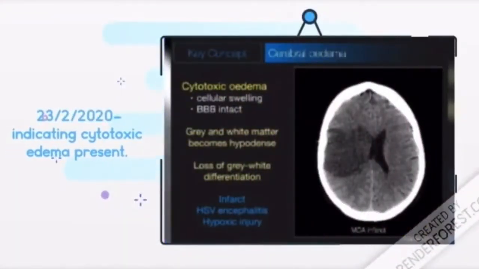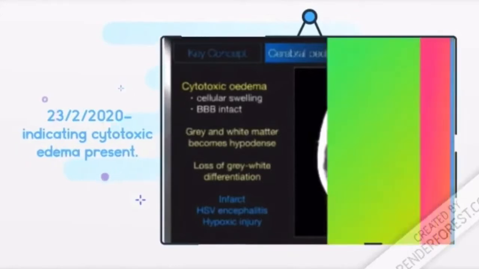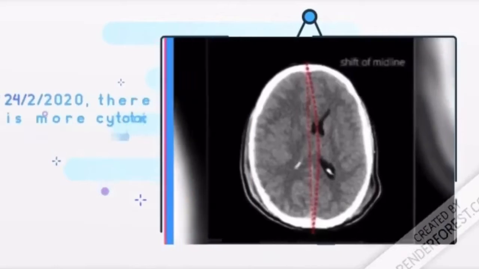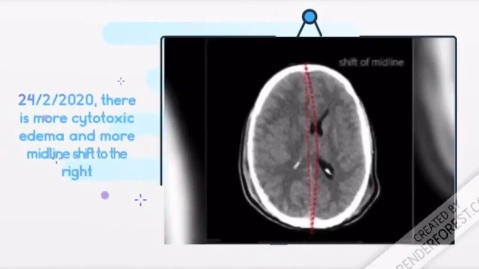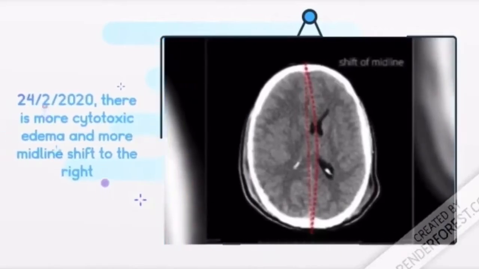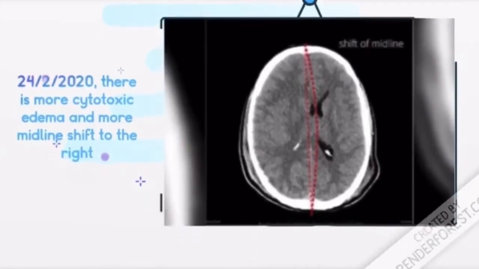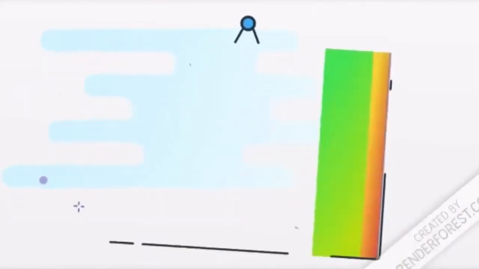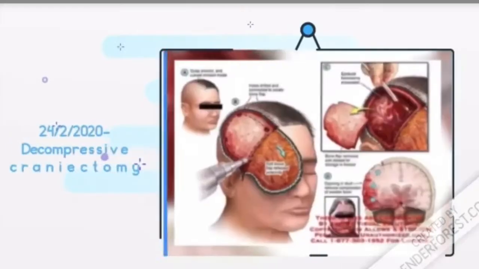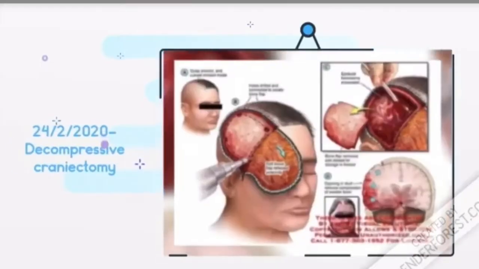On February 23, 2020, Mr. KH had a CT scan of the brain done, which showed that there was a cytotoxic edema present. However, on the 24th of February 2020, it showed that there was more cytotoxic edema, and it had shifted midline to the right, measuring 8.5 millimeters. There were no acute bleeds, and his bones were shown normal. He also had a decompressive craniectomy and a family conference scheduled that day.